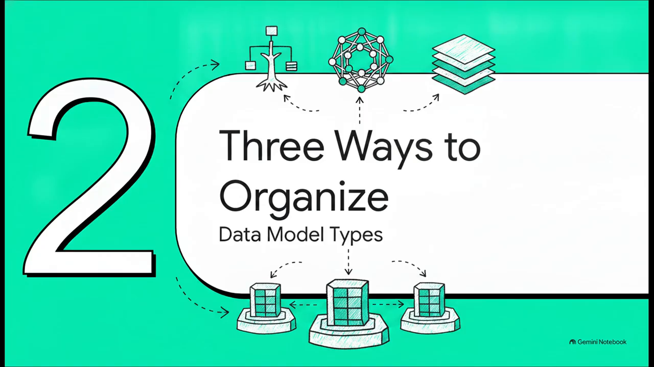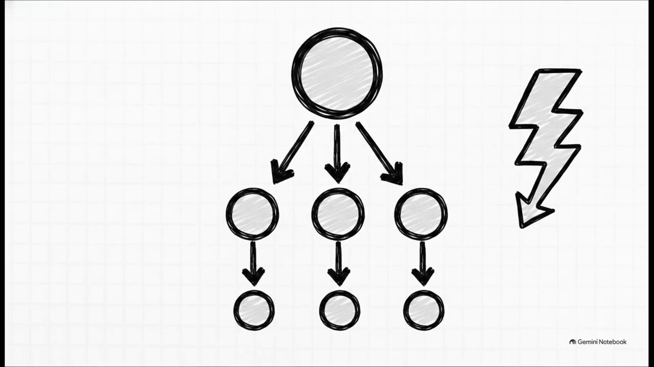Moving right along to section 2, 3 ways to organize. Our first approach is the hierarchical data model. This one organizes data in a strict tree-like structure, honestly very much like a traditional family tree. So a single parent record branches out into multiple child records. But, and this is the golden rule you have to remember here, each child has only one parent. Because of this simplicity, it's incredibly easy to understand and provides super fast directional data access.